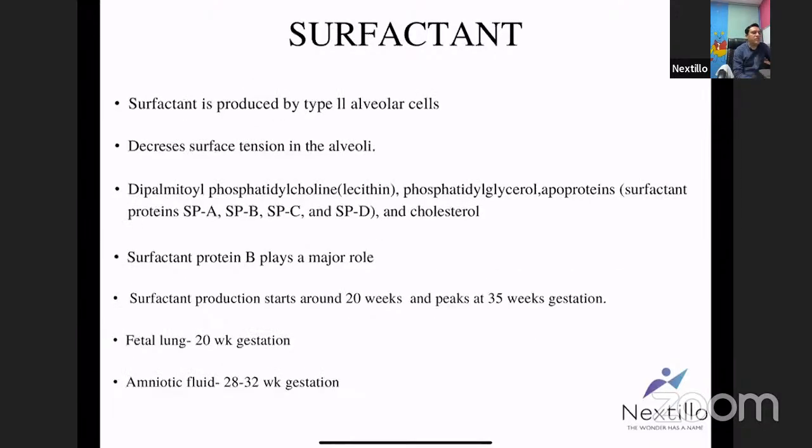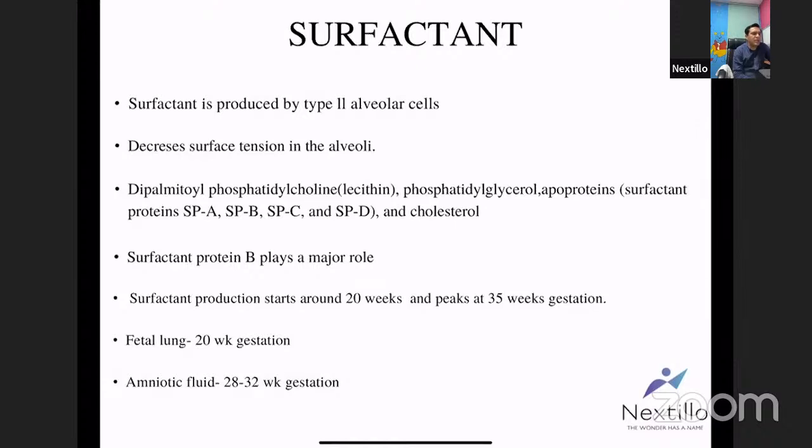Before going further, we'll discuss something about surfactant also. What is surfactant? It is produced by type 2 alveolar cells in the lungs, and it helps in decreasing surface tension in the alveoli. Mainly, it is composed of dipalmitoyl phosphatidylcholine, which is known as lecithin. Also, phosphatidylglycerol, apoproteins, surfactant proteins, which are SP-A, SP-B, SP-C, SP-D, and cholesterol. And out of all these apoproteins, surfactant protein B is the most important. It plays a major role.